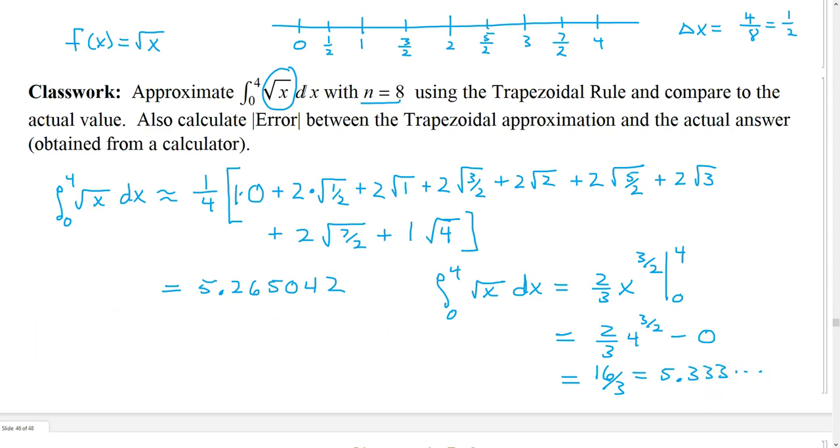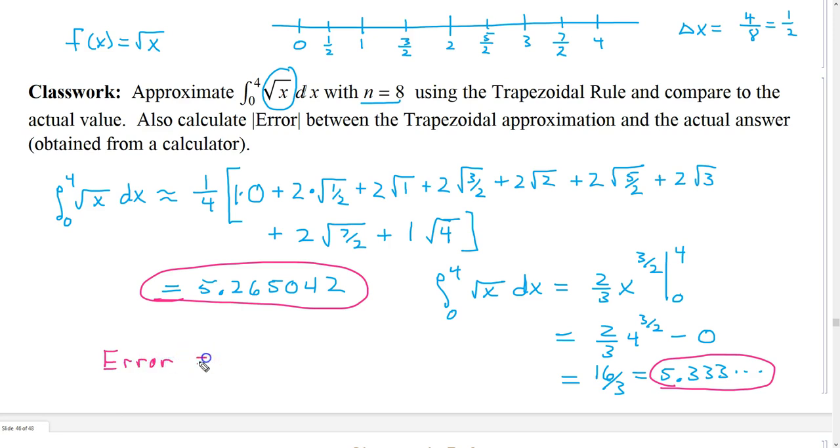And if you compare that to our approximation, you see our approximation isn't that bad, considering that we only used 8 partitions. And if you calculate our error, you see that our error, if we take the absolute value of the difference between these two numbers, we get 0.068292. All right, and so that concludes our discussion about the trapezoidal rule.